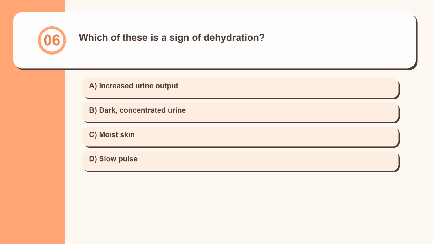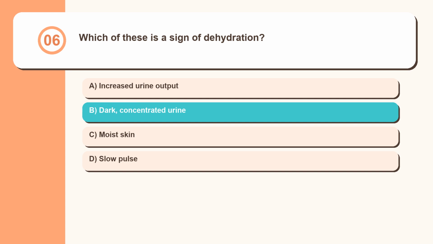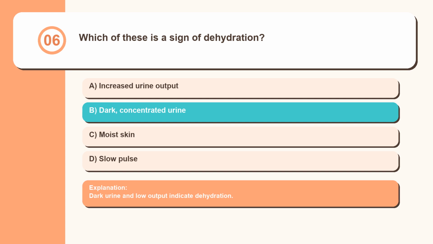Question 6. Which of these is a sign of dehydration? Increased urine output, dark, concentrated urine, moist skin, slow pulse. Dark urine and low output indicate dehydration.